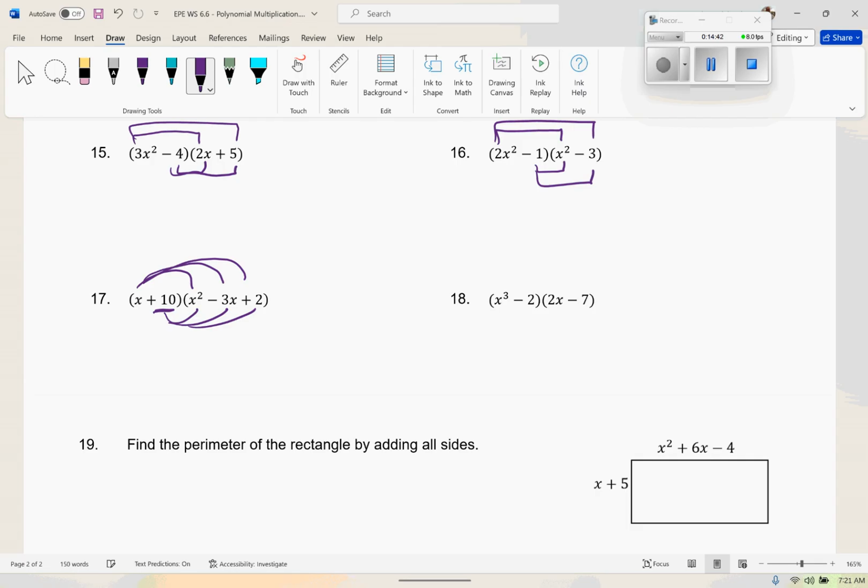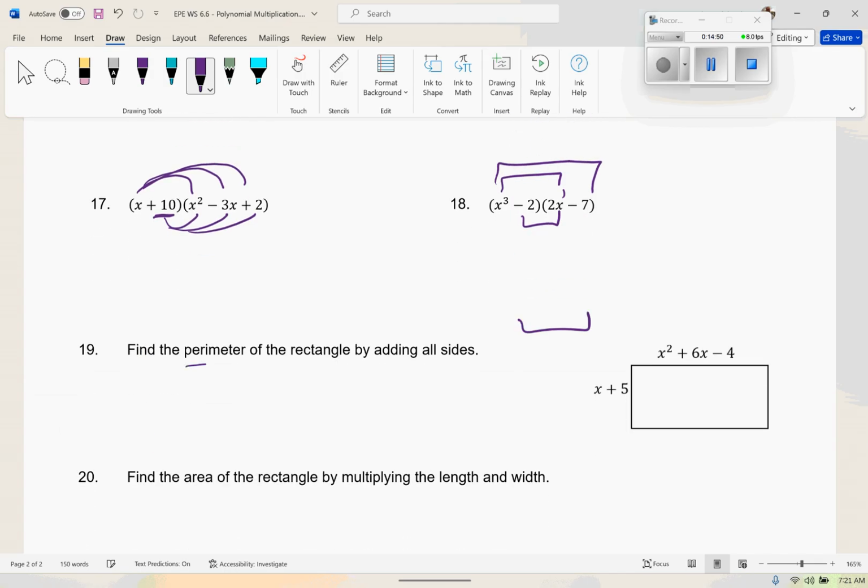Combine all those like terms. Remember that's to the first, so I distribute here and here, and then here and here. Combine like terms. And then, ooh, this one's perimeter. So remember, add up all the sides. Remember, that's x squared plus 6x on top, and then it's x plus 5. So add up all the sides.